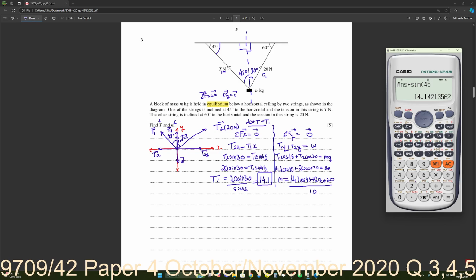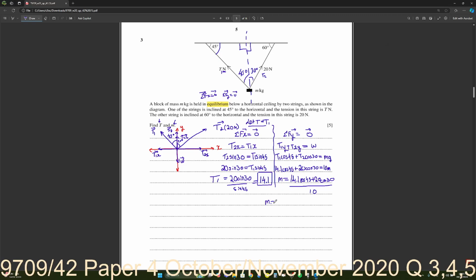And let's do this on our calculator. 14.1 cosine 45 plus 20 cosine 30 over 10, which is 2.73 to three significant figures. So you're going to get m is equal to 2.73 kg. Okay, and they're asking for m in kg, so we're just going to call it 2.73.